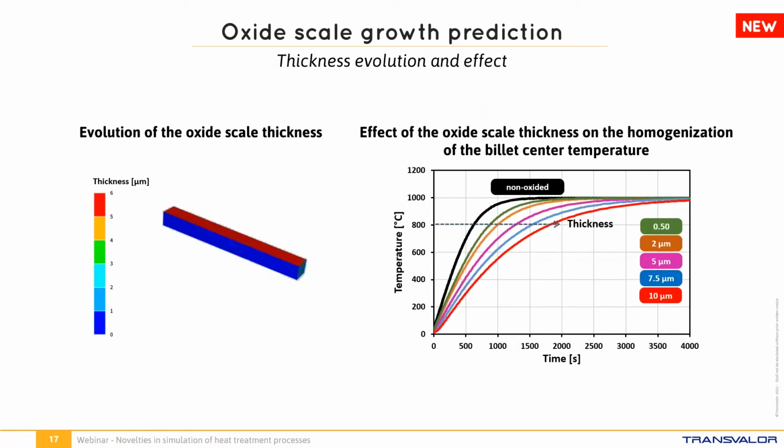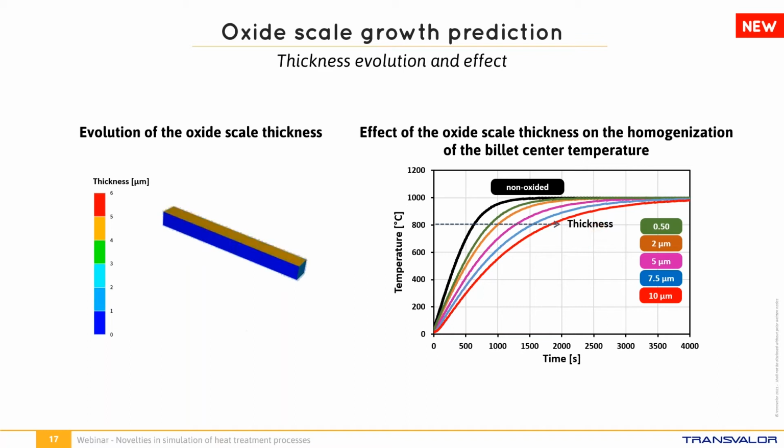In the video, we see the growth of the oxide scale during heating. At the right side, here we will do another example. The curves show the effect of the oxide scale thickness on the homogenization of the billet center temperature. It can be observed that due to the thicker oxide scale, the homogenization time is longer. Then the more oxide we have, the more time we need to homogenize our billet temperature.